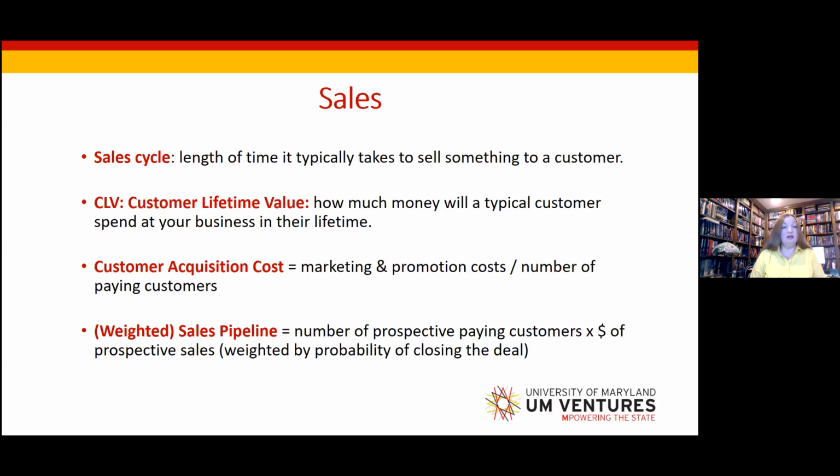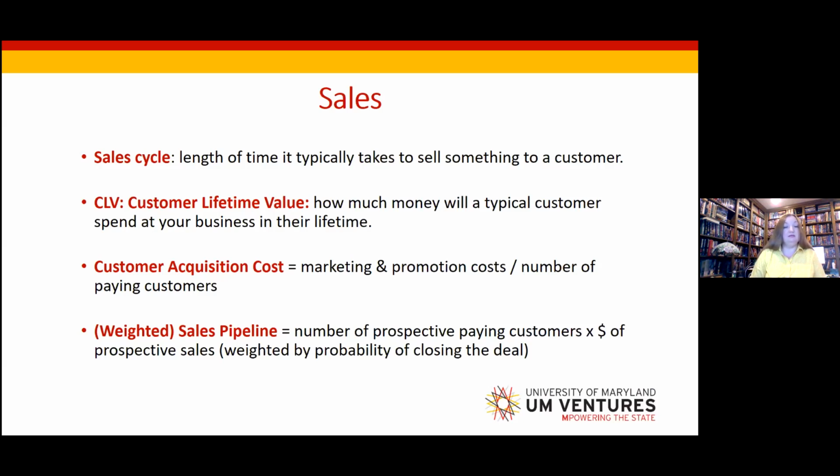Customer acquisition cost means marketing and promotion costs divided by the number of paying customers. Basically, how much does it cost you to acquire one customer? If you spend $1,000 on a marketing campaign and get 10 customers out of it, it costs you $100 to bring in a new customer. So their CLV needs to be higher than $100 to make sense. If it is lower, then you should revisit your model.